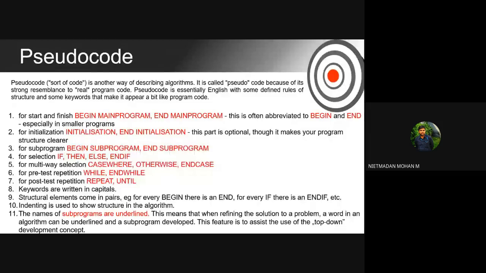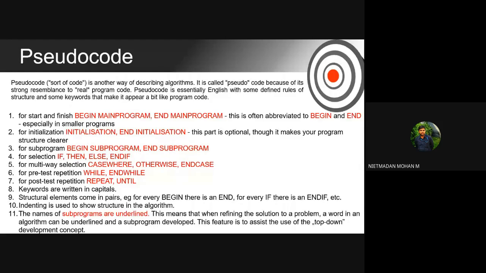In the previous example, we mentioned that if A is greater than B and B is greater than C, something like that we mentioned by using if. And here in the pseudocode, the if will be considered as keywords: if, then, else, and end if.